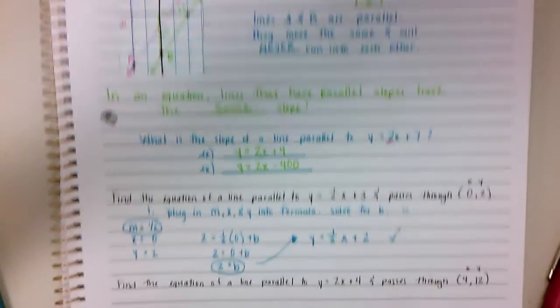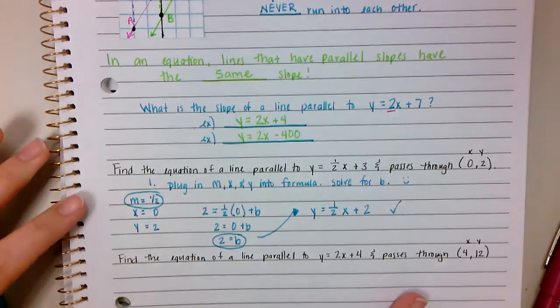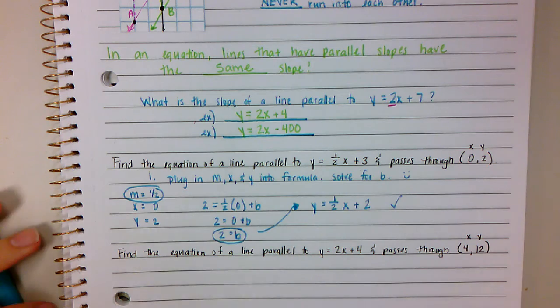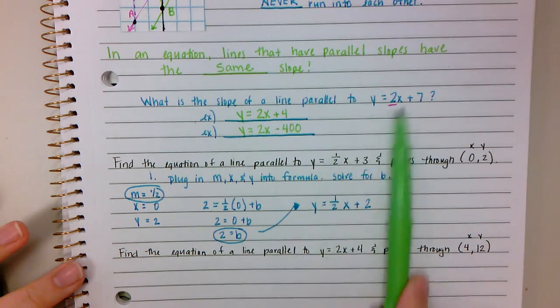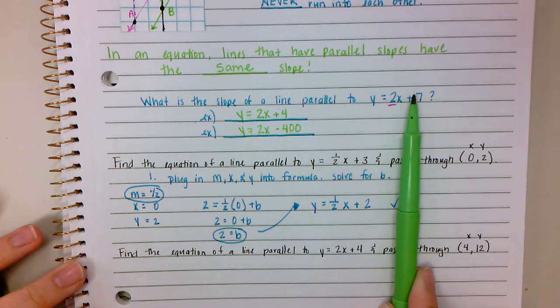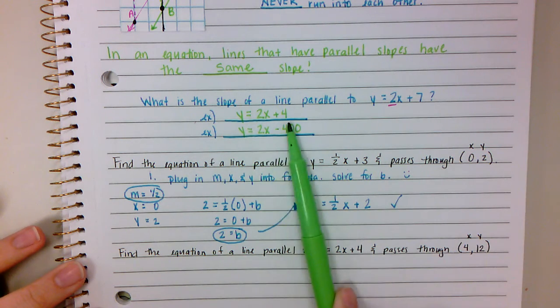And then the last thing I want to go over is how to find the equation of the line that's parallel to something when they want you to go through a specific point. So sometimes they may just say, like up here, tell me a line parallel to this line. And all you have to do is write another equation of a line.